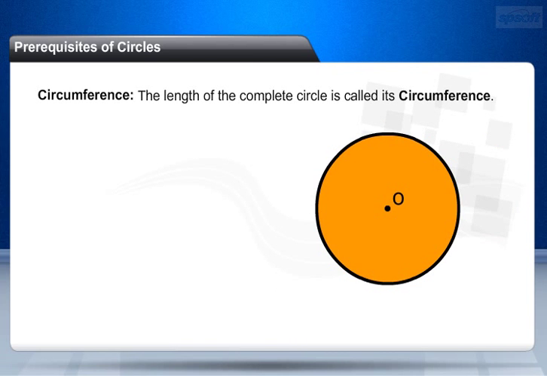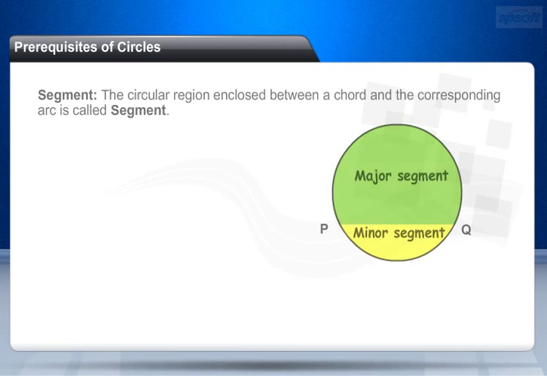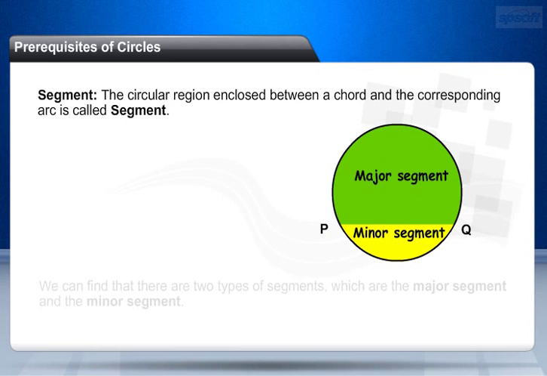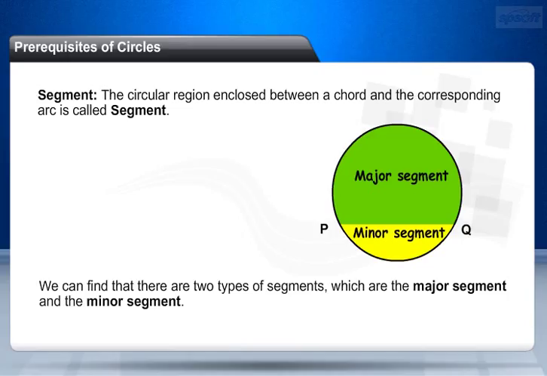Circumference: the length of the complete circle is called its circumference. Segment: the circular region enclosed between a chord and the corresponding arc is called segment. Here, the chord PQ divides the circle into 2 segments. From the figure, we can find that there are 2 types of segments, which are the major segment and the minor segment.